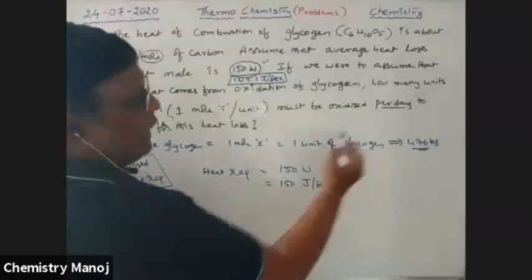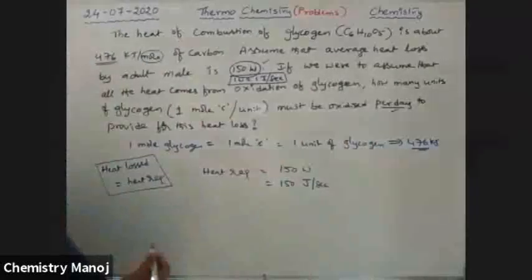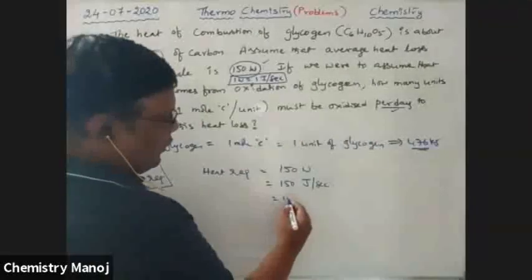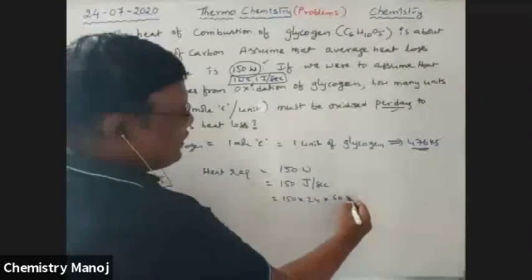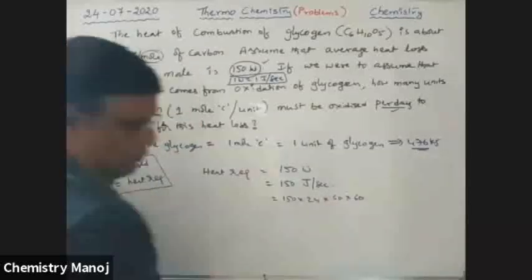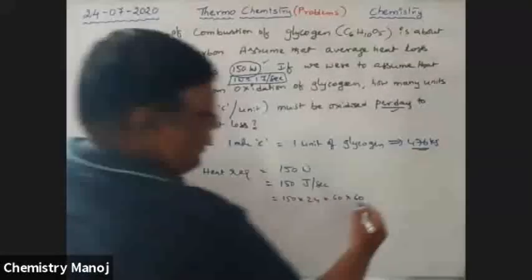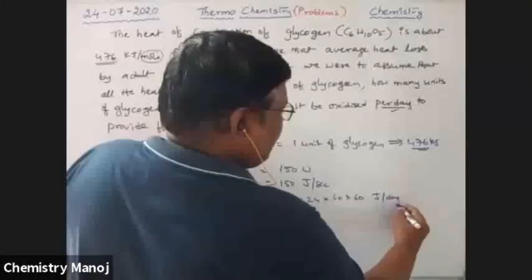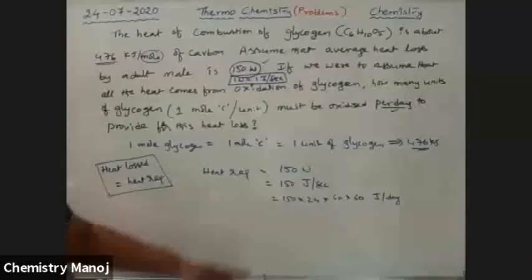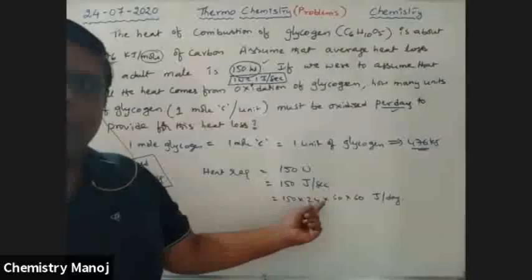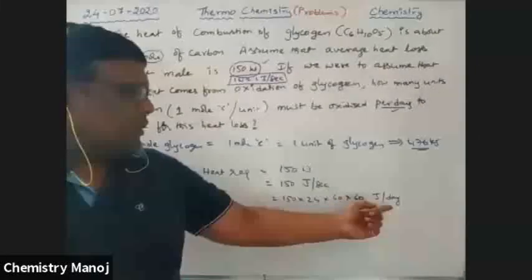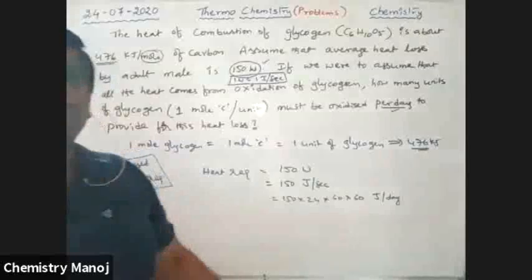Now, you want to calculate per day. So, per day is equal to how much? That is 150 into 24 hours, each hour has 60 minutes, each minute has 60 seconds, giving joules per day. Is this step okay? So 150 watts per second, for 24 hours. So per day this much heat is required.